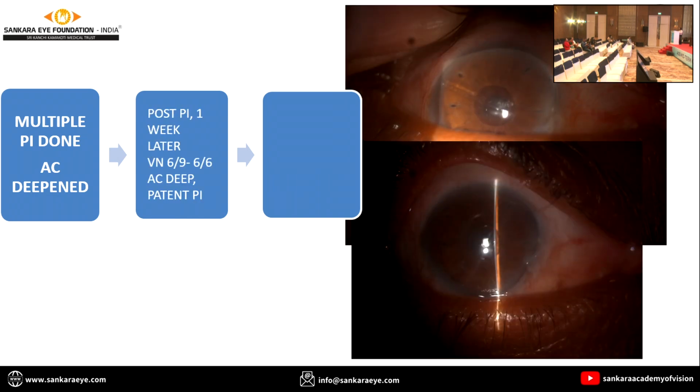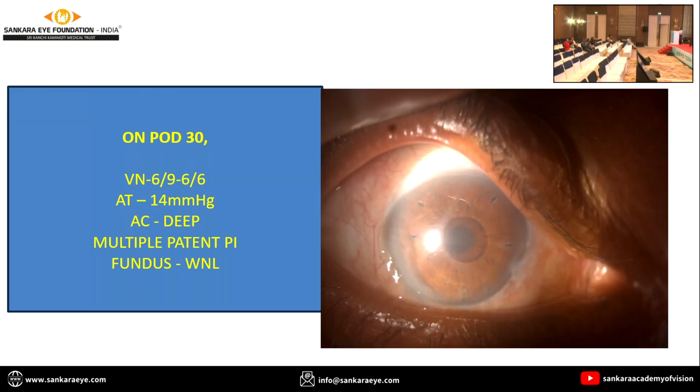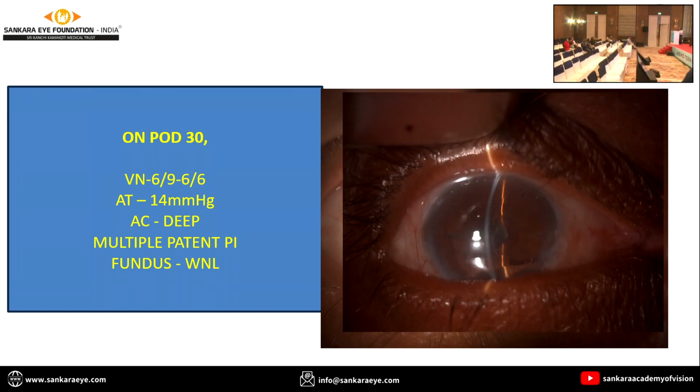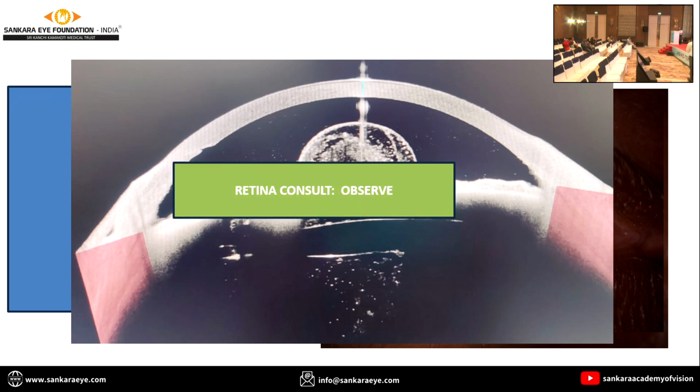One week later, vision became 6/9, AC became deep, patent PI was there, NCT was 17. We can see the vitreous blob at the pupillary margin, which is not touching the endothelium. At 1 month, the same finding was there, fundus was within normal limit. This is the picture of the anterior segment. This is the AS-OCT, which is showing the vitreous blob at the pupillary margin with PI, not touching the endothelium. We referred for retina consultation because vision was 6/6. They kept the patient in close observation because no traction was there.